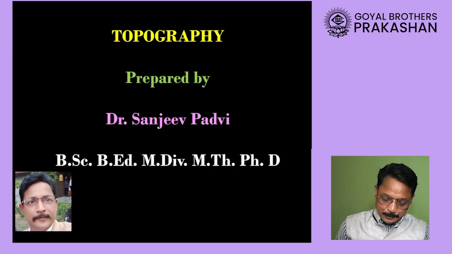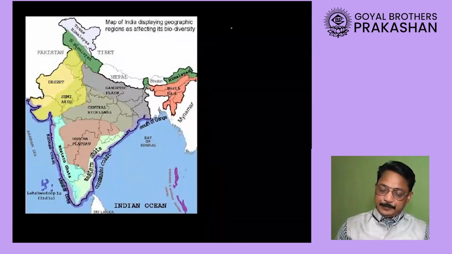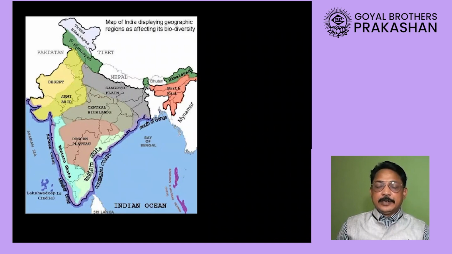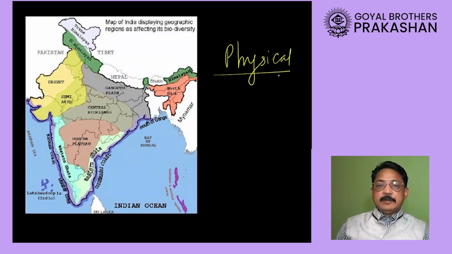Okay, so let us start and look at this map. Now, what kind of map do you think this is? You are correct. It's a physical map of India. Physical maps show mountains, plateaus, plains, rivers, valleys, oceans, seas. A map that shows this, we call by the name physical map.